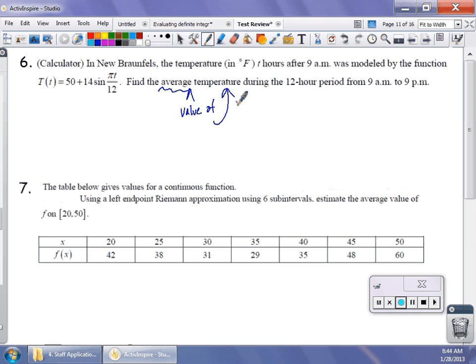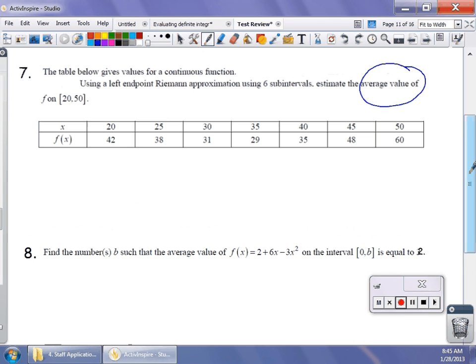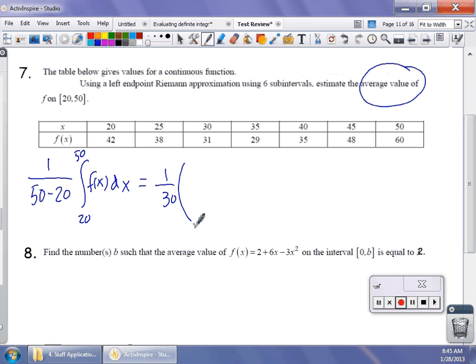Number 7, the table below gives the values for a continuous function. We want to use a left endpoint approximation with 6 subintervals from 20 to 50, and we want the average value. So when we're finding average value, we're going to go 1 over b minus a, so 1 over 50 minus 20, from 20 to 50 of f of x dx. So don't forget about that 1 over 30. That's going to be important.